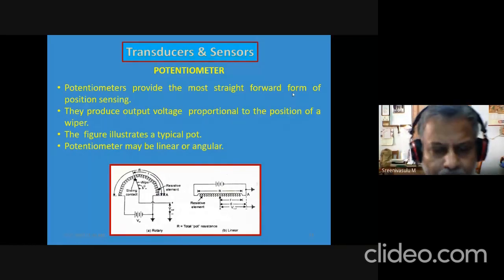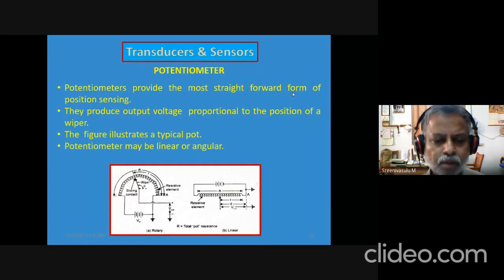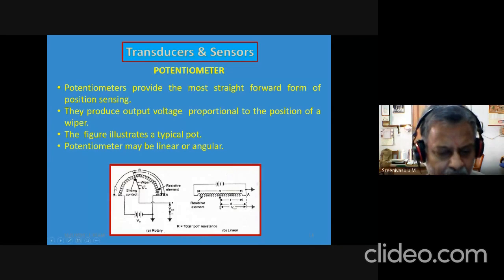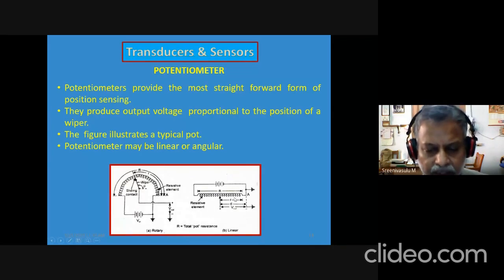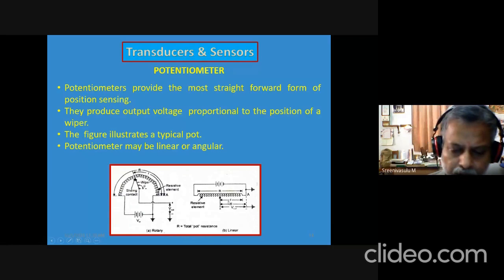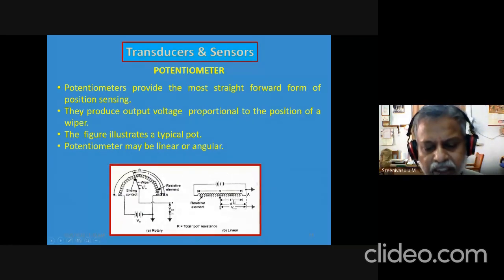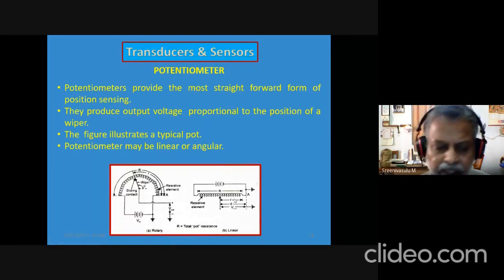Anyway, potentiometers provide the most straightforward form of position sensing. That you can see here. This is linear, this is rotary, dimmerstat or variac. Based on the contact position you maintain, the resistance is going to vary. So resistance and length of that particular one are directly proportional. That relation has been taken into account.